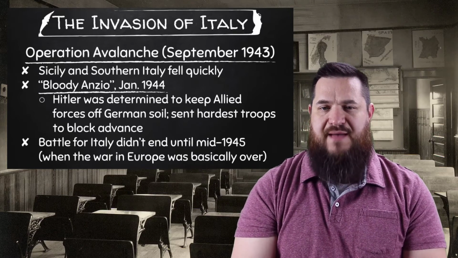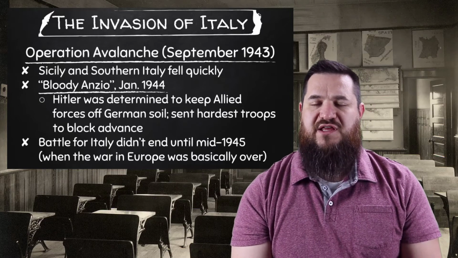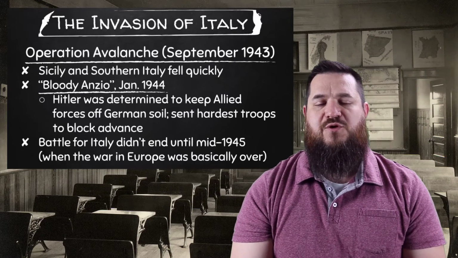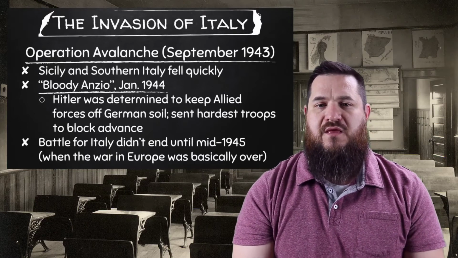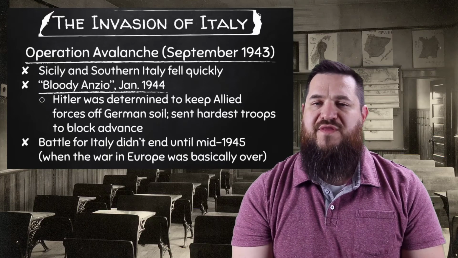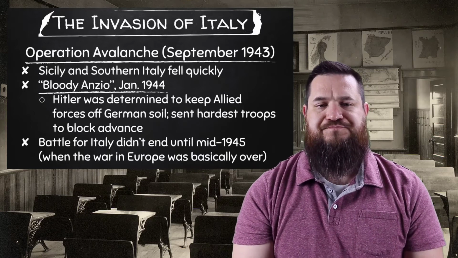Well, this happened pretty quickly. Sicily and southern Italy fell really fast. The Allies made it about halfway up Italy to a place called Anzio. They got there by January of 1944. But when they got there, they met something they weren't quite ready for.